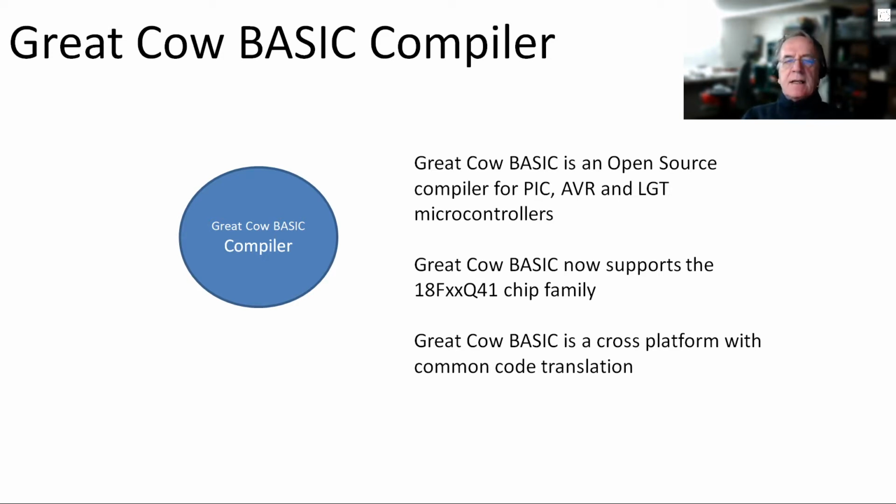The reason for that is there's a slight underpinning change required to make it work, which I will show you in the next tutorial. So Graphical BASIC is cross-platform with common code translation. What does that mean? It means that it works across PIC, AVR, LGT. It works across the subgroups in those 8-bit chips of 10F, 12F, 16F, and 18F. There's 5 different families of AVRs and another LGT, and the same code works across those families.